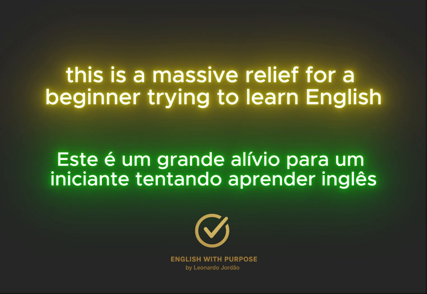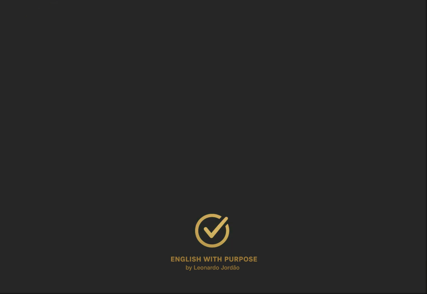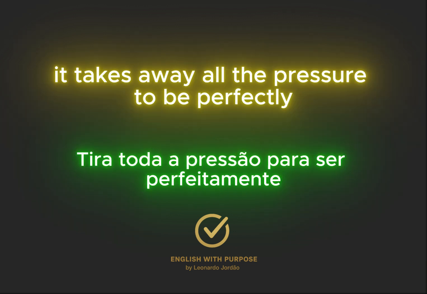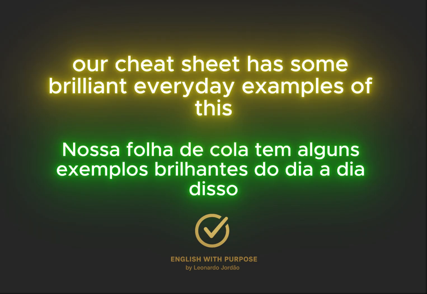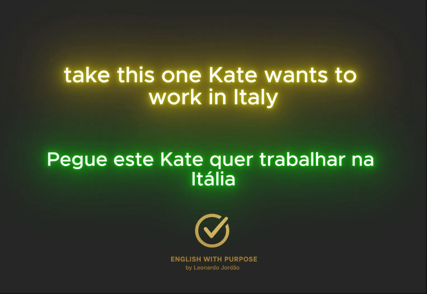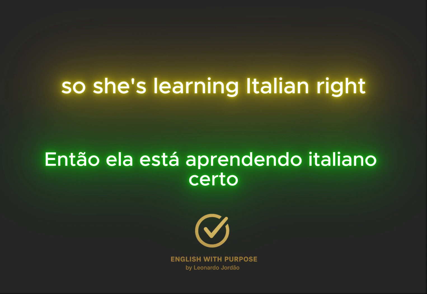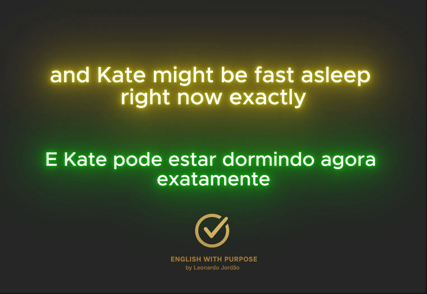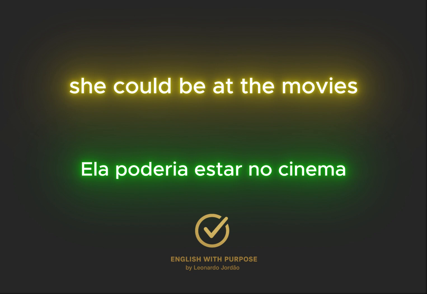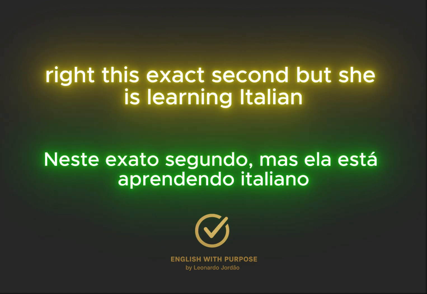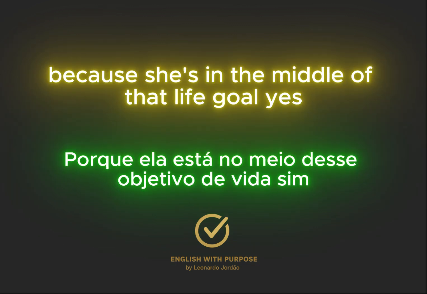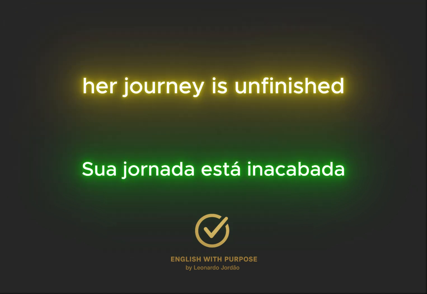You know, this is a massive relief for a beginner trying to learn English. It takes away all the pressure to be perfectly, literally accurate at every single second. It absolutely does. Our cheat sheet has some brilliant everyday examples of this. Take this one. Kate wants to work in Italy, so she's learning Italian. Right, and Kate might be fast asleep right now. Exactly. She could be at the movies. She could be eating a sandwich. She is not actively conjugating verbs at a desk with flashcards right this exact second. But she is learning Italian because she's in the middle of that life goal. Yes. Her journey is unfinished.